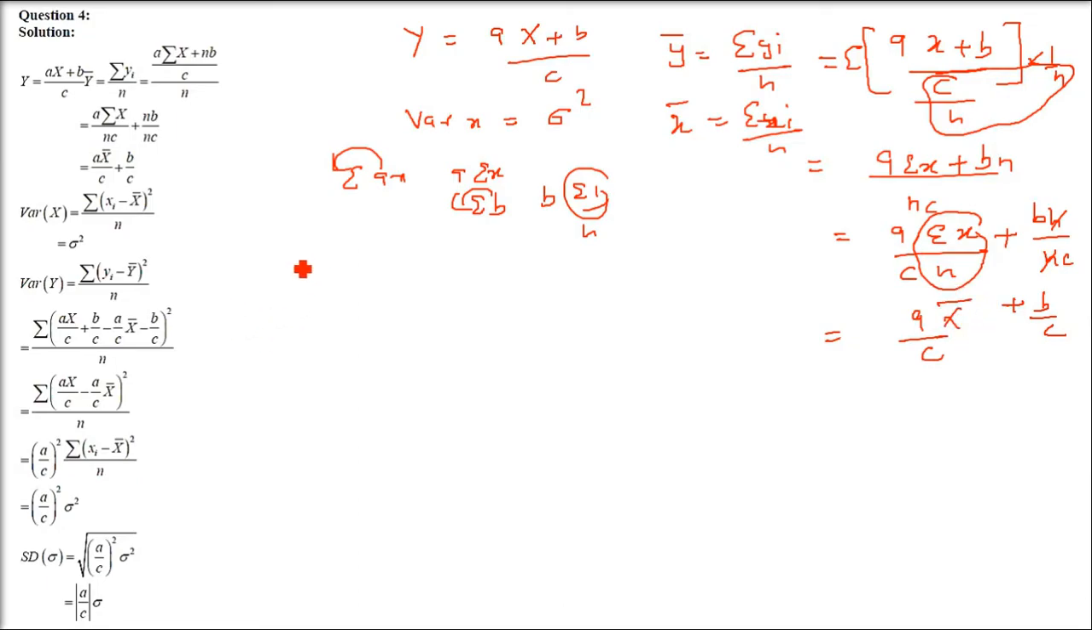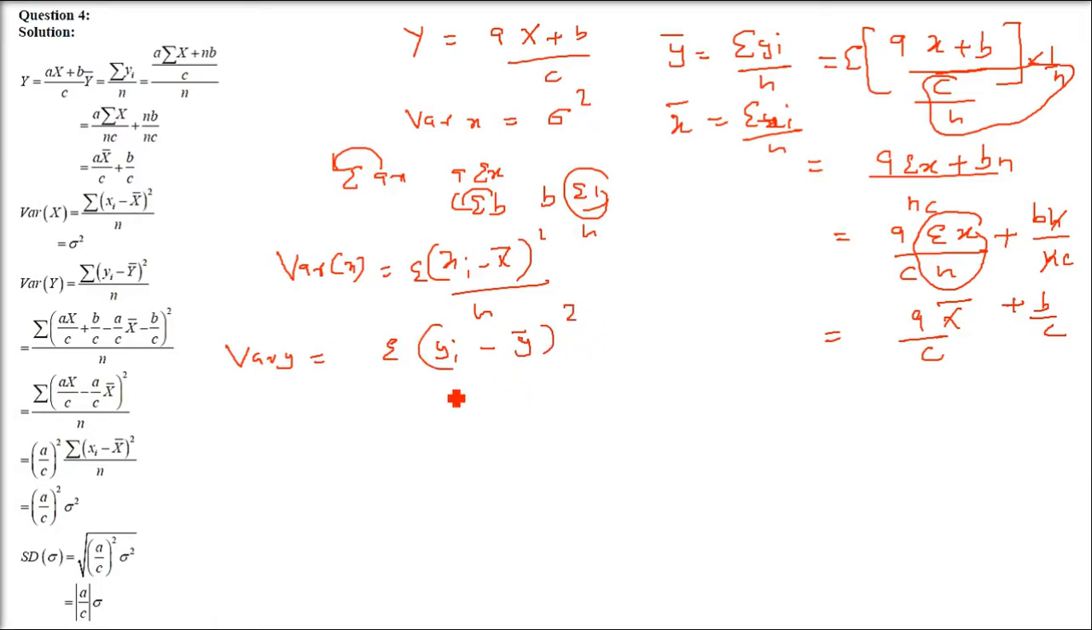Okay. Now the variance of x and variance of y formulas we have already seen in the previous questions. Sigma of (x minus x bar) whole square, divided by n. This is the variance of x. Similarly, variance of y we are going to write. Variance of y, what will it be? Sigma (yi minus y bar) whole square by n.